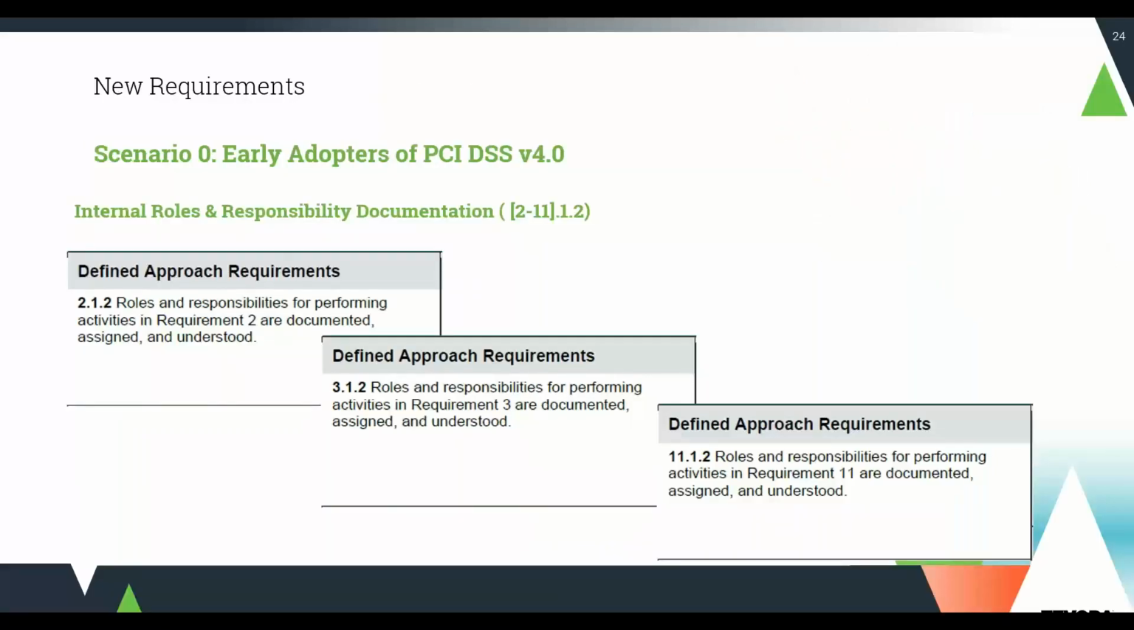Okay, so diving into the new requirements, we wanted to start out by identifying the requirements for any organizations considering adopting PCI DSS 4.0 a bit early, before that Q1 of 2025 date. So in scenario 0, all of these requirements are required right upon using 4.0, even before 2025.